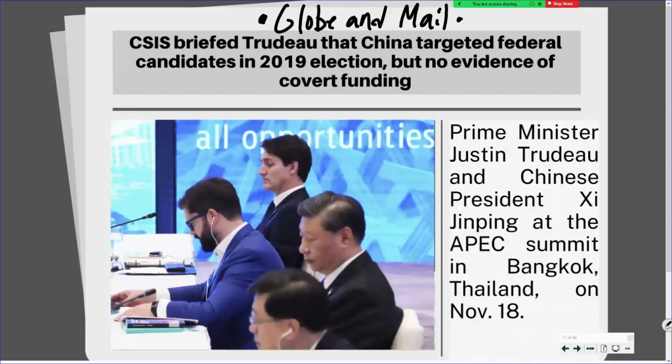So the headline is CSIS briefed Trudeau that China targeted federal candidates in 2019 election, but no evidence of covert funding. So there's our leader, Prime Minister Trudeau, and Chinese President Xi Jinping. This man right here, that's the president of China, at the APEC summit in Bangkok, Thailand on November 18th.